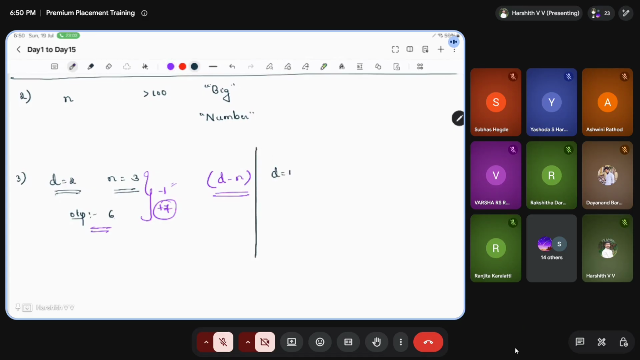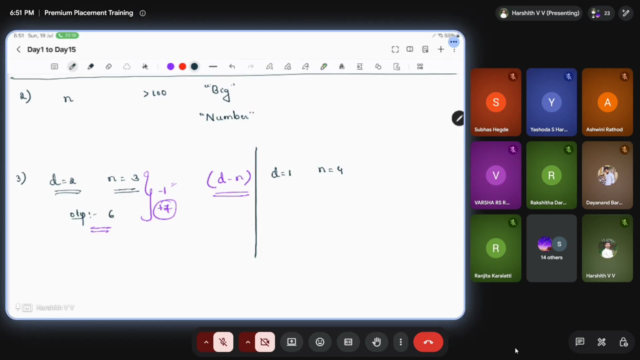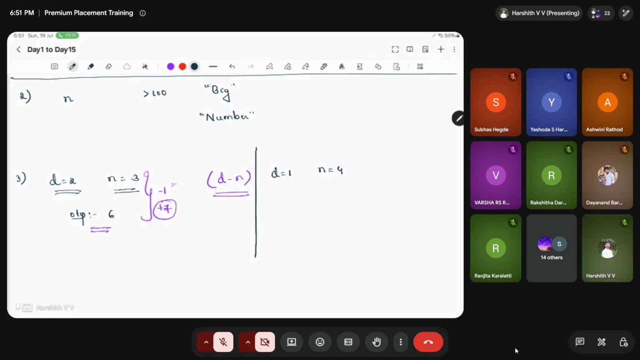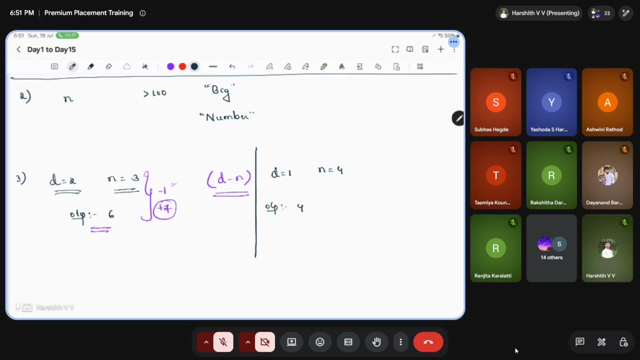Suppose you have d is equal to 1 and n is equal to 4, which means Monday. What is 4 days before Monday? Friday, sir. Is it Friday? Thursday, sir. Thursday. Thursday is which number? 4. How do you calculate that?